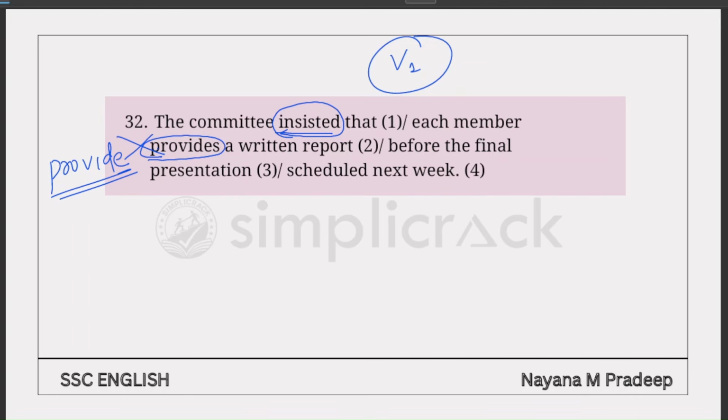Here, do not get confused by seeing the word each. You should not think each member is singular, so provides is correct. No, you have to look at the verb that comes before. We have a strong verb like insist. So you have the verb insist plus a that clause. So it has to be written in the subjunctive mode. Okay.